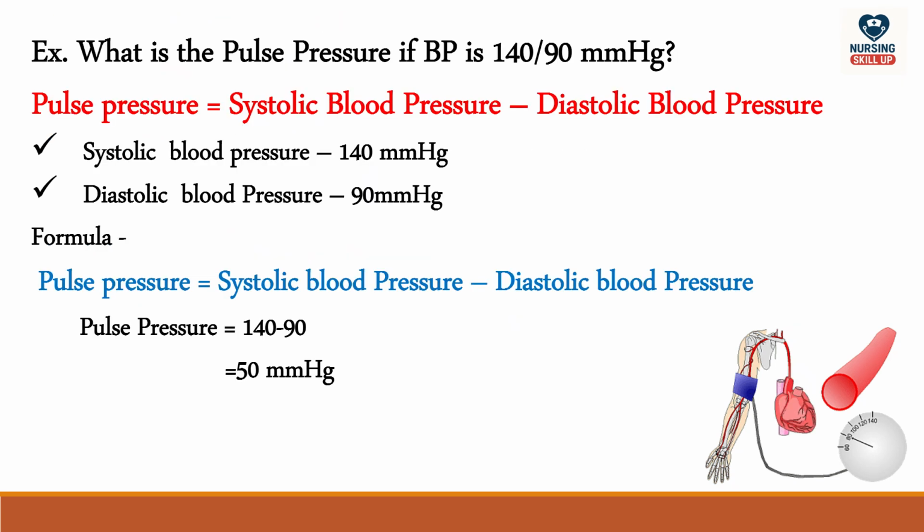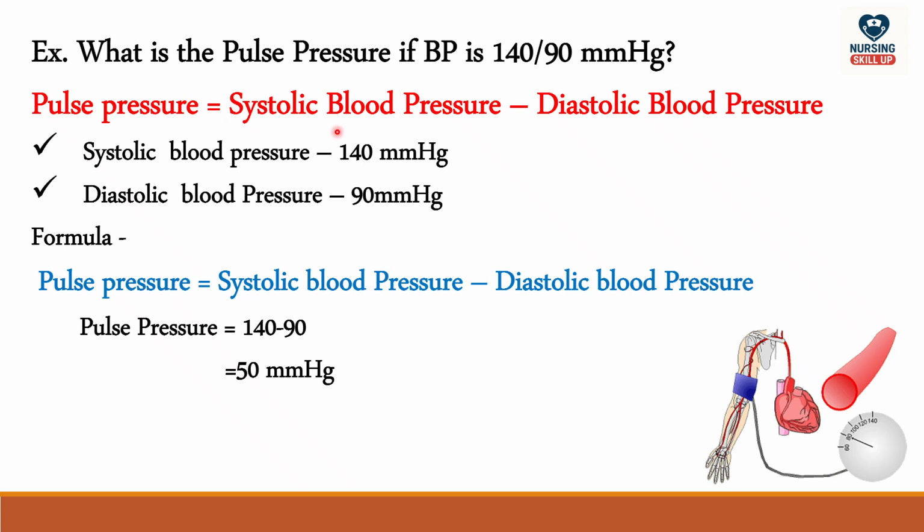Now let's see how to calculate pulse pressure. The formula of pulse pressure is pulse pressure equals systolic blood pressure minus diastolic blood pressure. Here is one example: what is the pulse pressure if blood pressure is 140 by 90 mmHg?